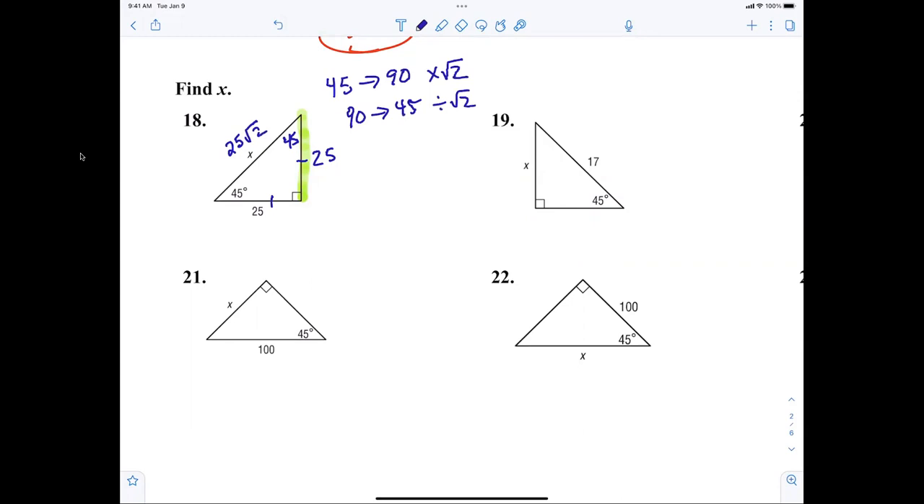That's all there is to it. So if you're looking at 19, x would be what? 17 divided by radical 2. Beautiful. And then those of you guys who are one step ahead of the game, you're not allowed to have radicals in the denominator. So you multiply the top and bottom by square root of 2. And when you do that, you end up with 17 radical 2 over 2.